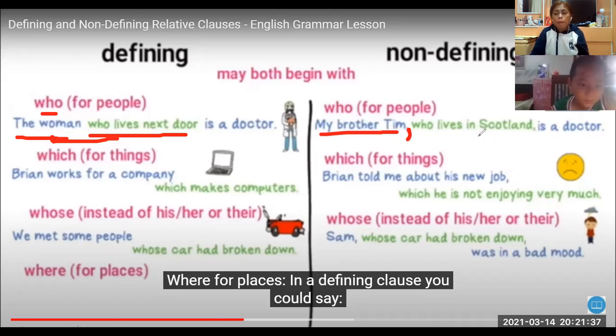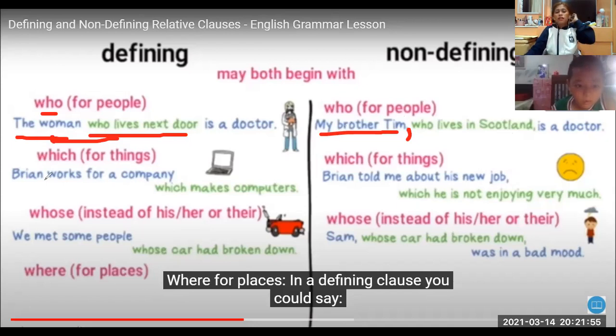There is a comma after the subject. This is non-defining. It gives extra information about Tim who lives in Scotland. It's not directly said who Tim is.